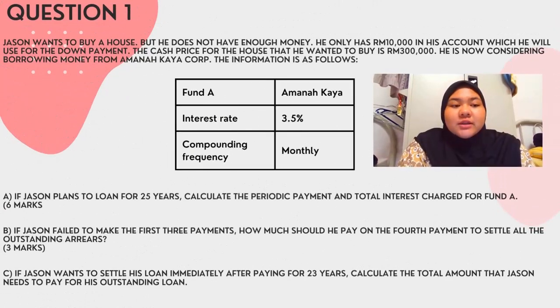For question 1, Jason wants to buy a house but he doesn't have enough money. He only has 10,000 ringgit in his account which he will use for the down payment. The cash price for the house that he wants to buy is 300,000 ringgit Malaysia. He is now considering borrowing money from Amanah Kaya Corporation. The information is as follows.